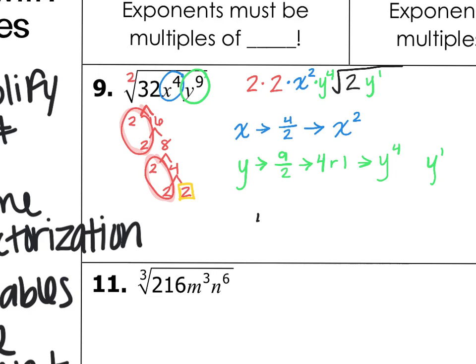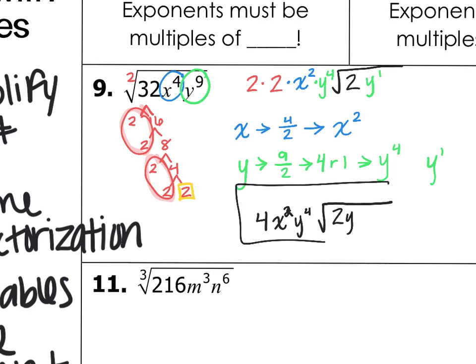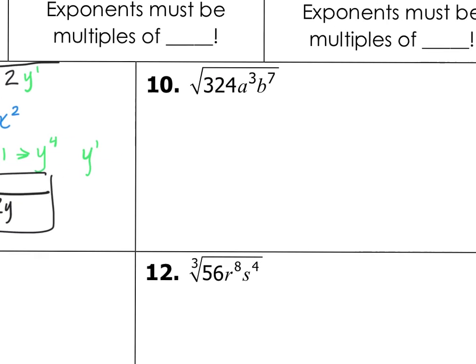Well, 2 times 2 is 4 times x to the 2nd times y to the 4th. And what's left inside the radical is 2y, or 2y to the 1st. And this is your answer. Let's look at a different one.